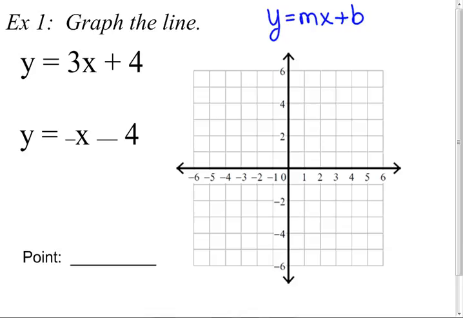y equals mx plus b is the equation. It's a relationship. It's a linear relationship. It's the equation of a line. And if you look at enough patterns, you'll notice that this tells you how steep the line is. That's the slope. And b is where you begin on the y-axis. It's called the y-intercept.